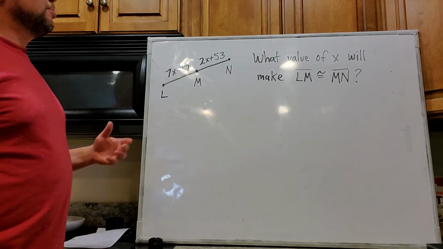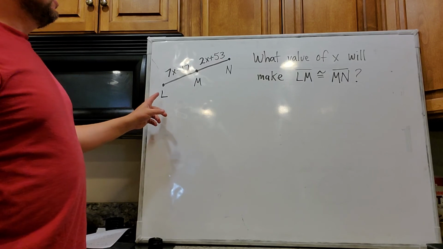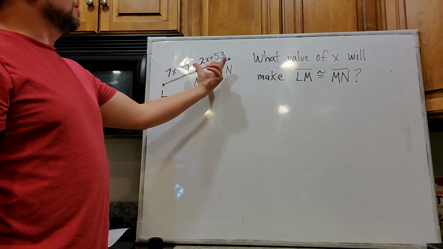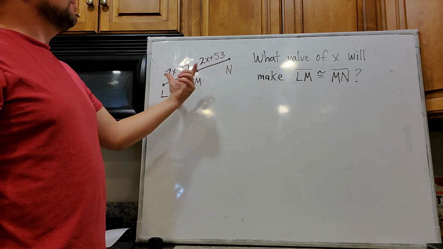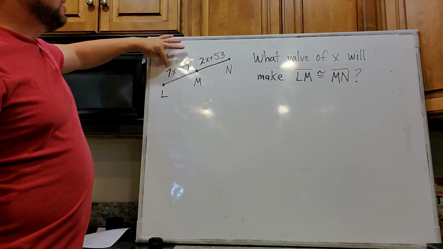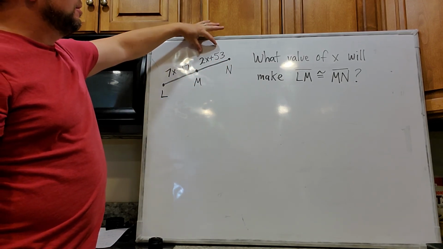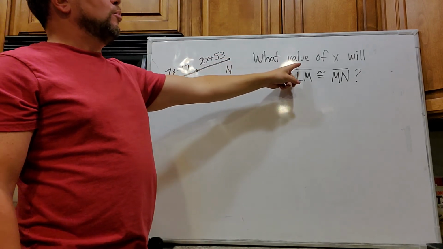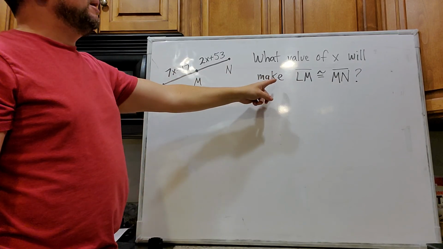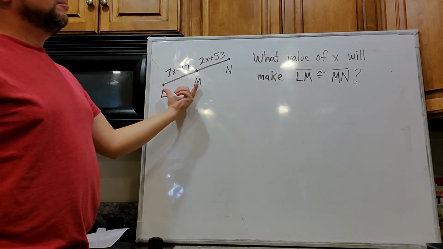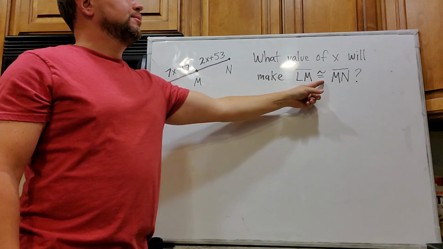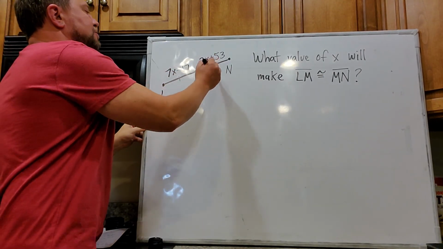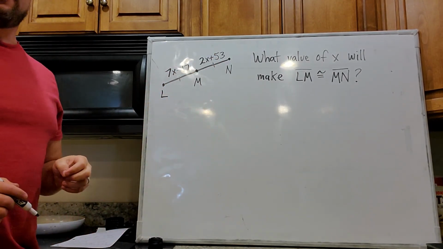Okay, on this next problem, you see we have a segment here that is broken up into a couple of smaller parts. We've got them labeled as 7x minus 17 and 2x plus 53. And they want to know what value of x will make segment LM be congruent to segment MN. So we want these to end up matching. We want them to be the same length.